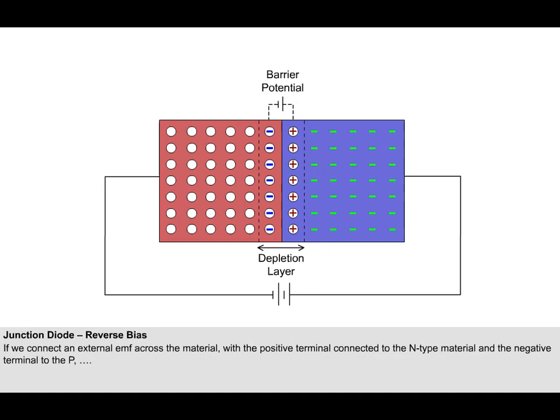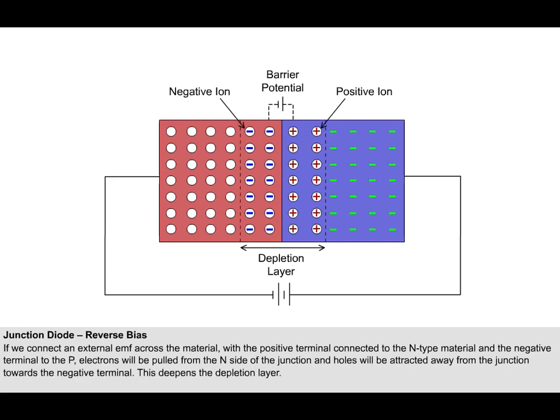If we now connect an external EMF across the material, with the positive terminal connected to the N-type material and the negative terminal to the P, electrons will be attracted to the positive terminal and will be pulled from the N side of the junction. Similarly, holes will be attracted away from the P side of the junction towards the negative terminal. This increases the number of positive and negative ions, deepening the depletion layer.